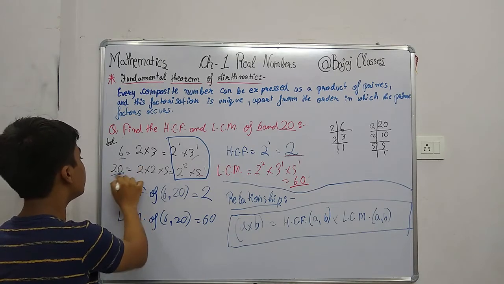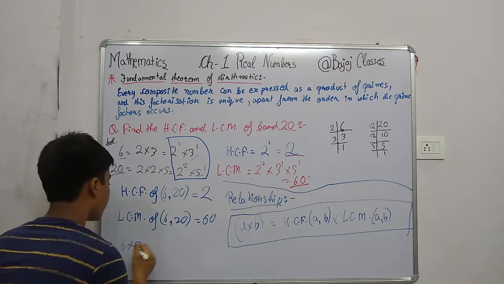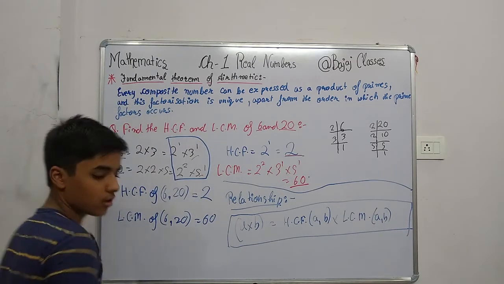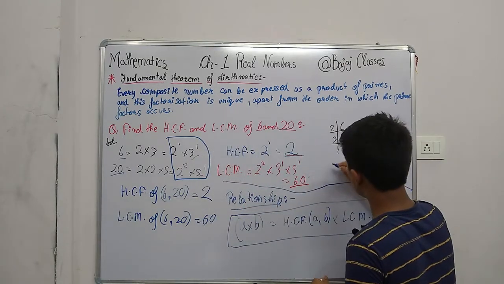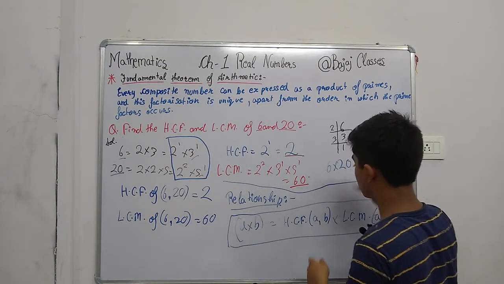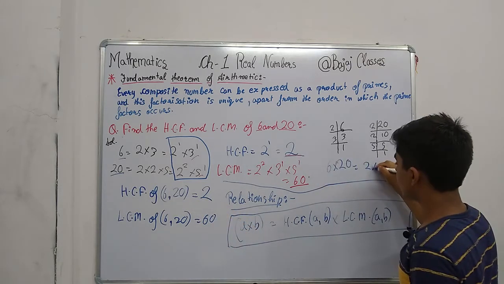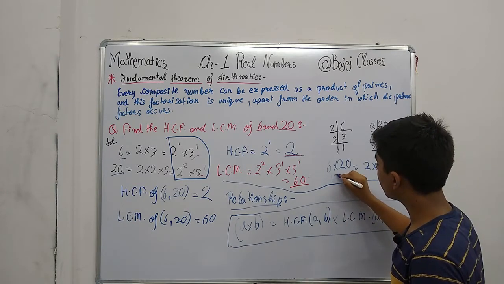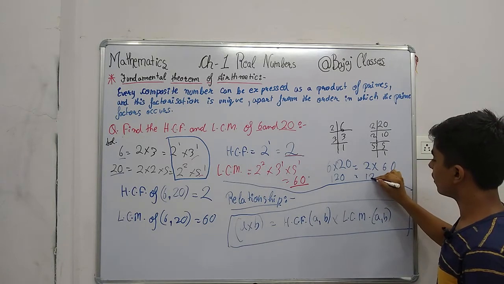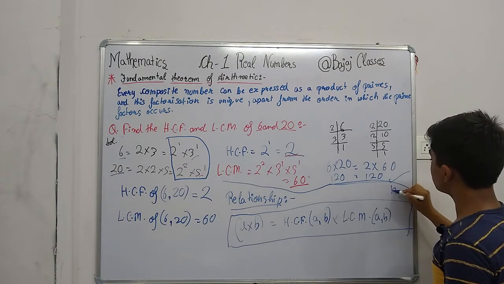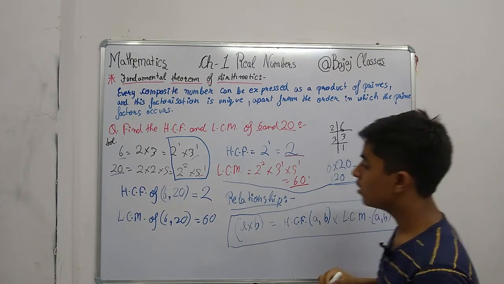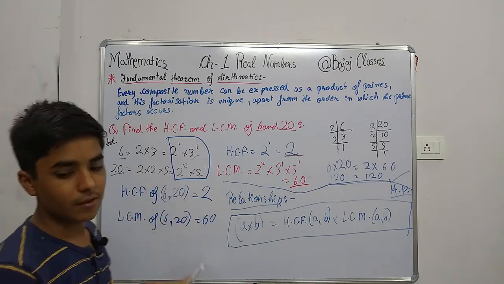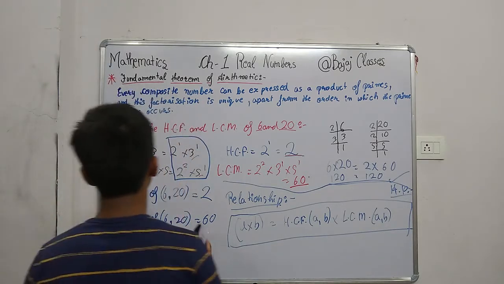What is A? 6. What is B? 20. So 6 into 20 equals, what is the HCF? 2 into 60. So 6 into 20 equals 120, and 2 into 60 equals 120. So we have proved it. Hence proved. The relationship is correct, and we have found the right HCF and LCM.